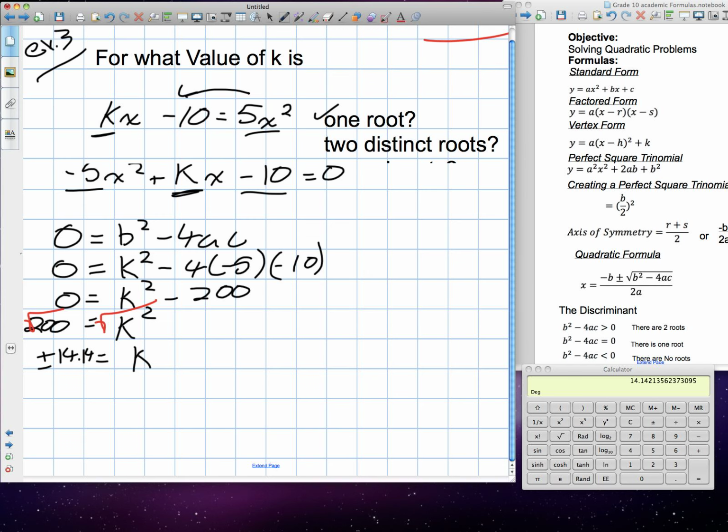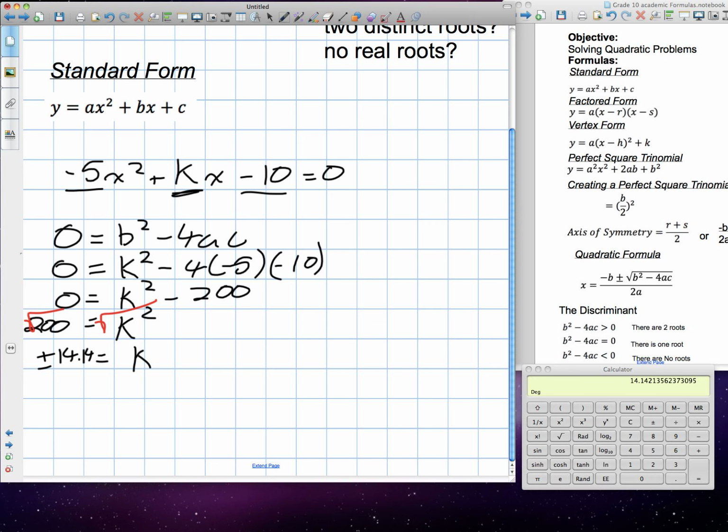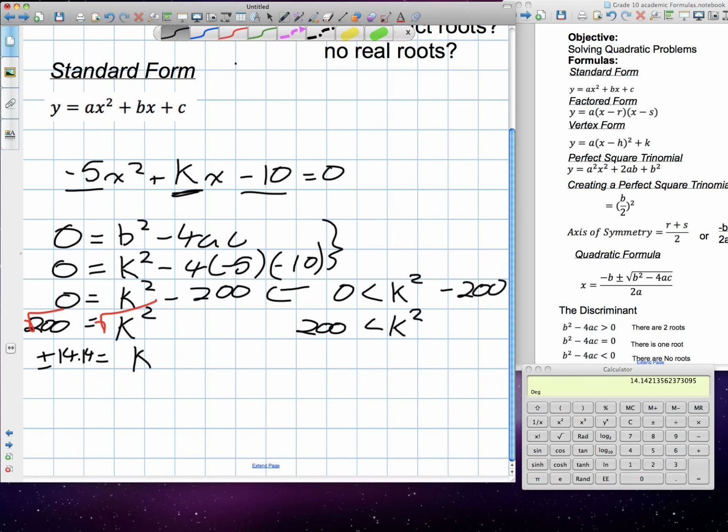For 2 distinct roots, what is the rule? More than one, okay? So let's go right back to this point again, because these numbers are all going to be the exact same. But in this case, it's no longer equal to 0. It needs to be greater than 0. k squared minus 200, okay? So again, we bring 200 to the other side. We get 200 greater than k squared. We square root both numbers, and we get plus or minus 14.14.